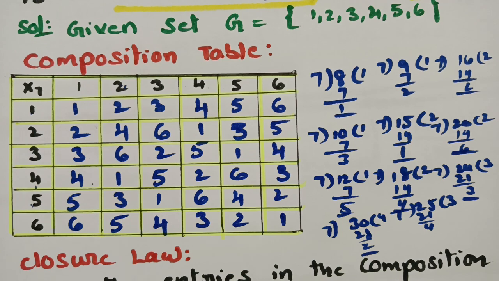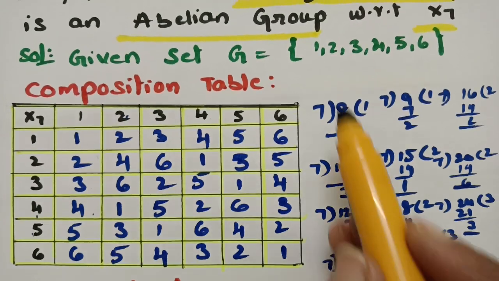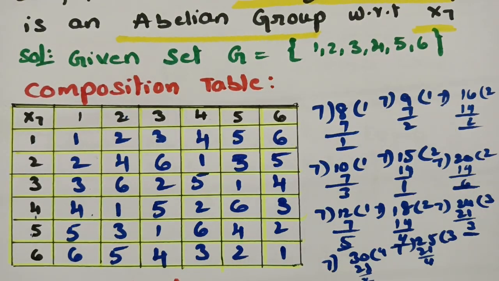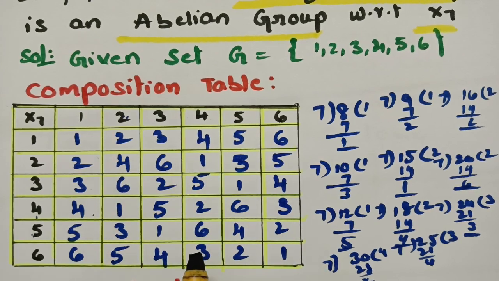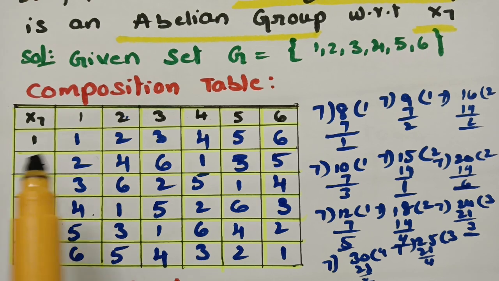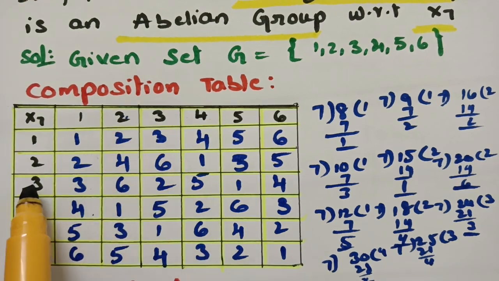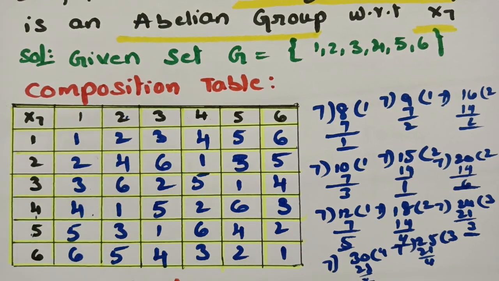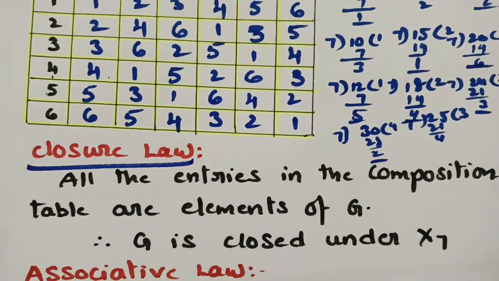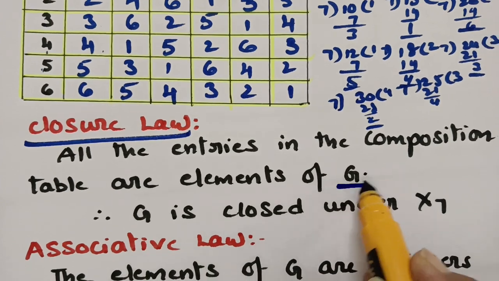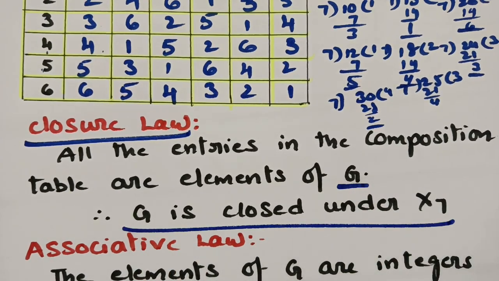the entry answer. So here, if you observe this one, what is from the set G? 1, 2, 3, 4, 5, 6. If you observe, all the entries in the table are the elements from the set G. If you take one element 2 from G and 3 from G, then 2 times 3 is 6, which is also from G. And therefore, according to the closure law, all the entries in the composition table are the entries of G. And therefore, G is closed under multiplication modulo 7.